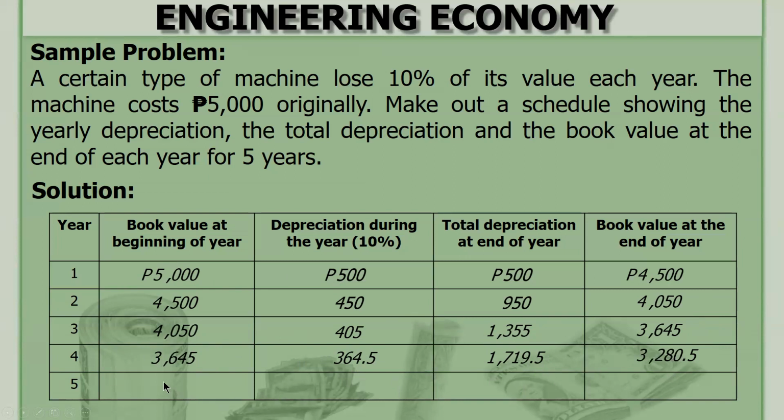And then for the 5th year, 10%, and then i-add, and then first cost minus total depreciation is the book value. So assuming that the life is 5 years, then this will be the salvage value. Okay. So, yun na ni ang declining balance method.